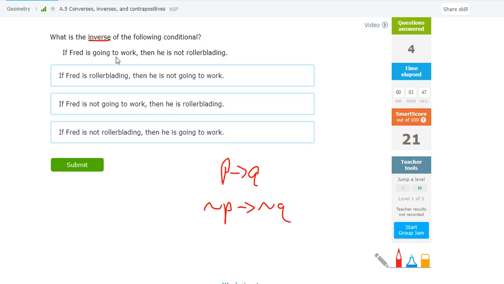So if Fred is going to work, then he's not rollerblading. So I'm going to keep this, and I'm going to negate if Fred is going to work. That's going to be if Fred is not going to work, right? Then he is not rollerblading. So to negate this, I need to state the opposite. So that should be then he is rollerblading. So I'm going to hit submit on this one.